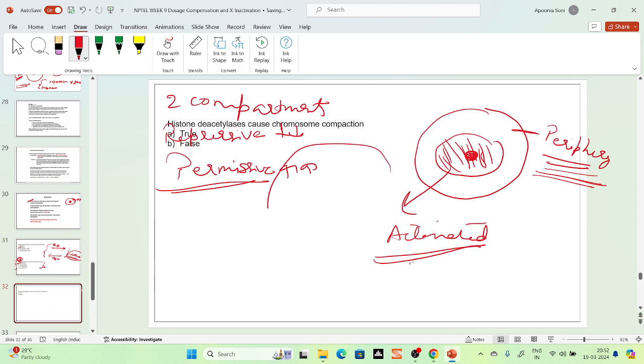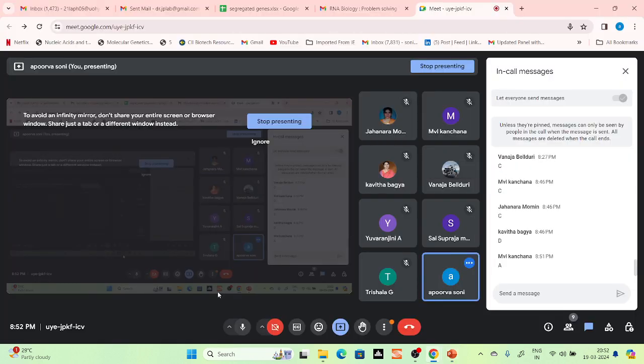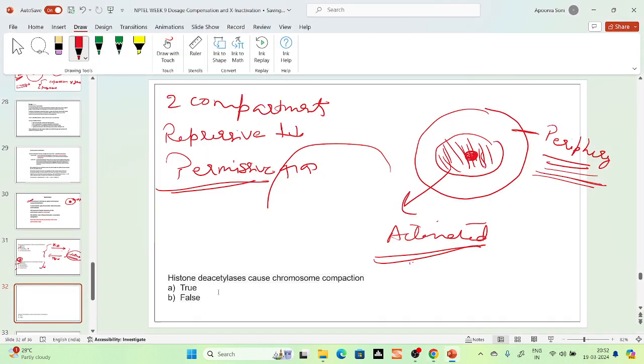Okay. Next question. I think now you're able to see the question. Histone deacetylase causes chromosome compaction. True or false? I'll give one minute to think, and then I'll switch the screen. I have explained this logic very religiously today, so I hope you are able to answer this question.